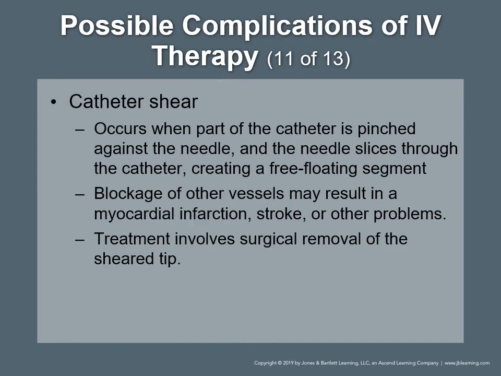Catheter shear. This occurs when part of the catheter is pinched against the needle and the needle slices through the catheter, creating a free floating segment. Catheter segment can travel through the circulatory system. Blockage of other vessels may result in a myocardial infarction, stroke, or other problems. This can possibly end up in the pulmonary circulation, causing a pulmonary embolus. Treatment involves surgical removal of the sheared tip.